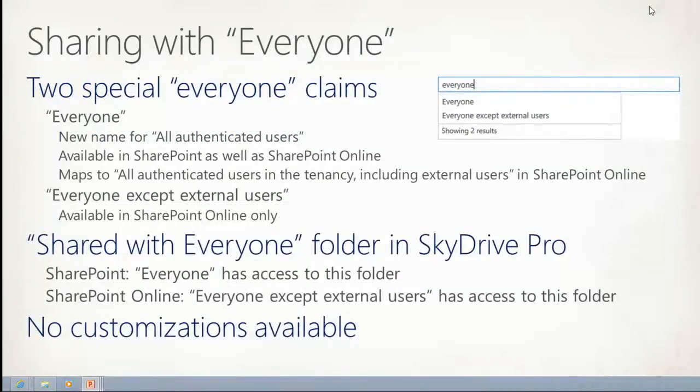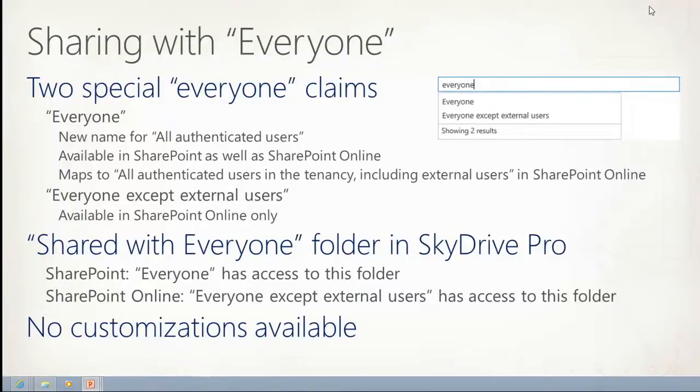The last thing I wanted to talk about is this notion of everyone. Most of you are probably familiar with this concept of all authenticated users. This has existed in SharePoint forever. So now everyone is just a new name for all authenticated users, frankly. If you're running on-prem, as you start typing EVE in your people picker, you're going to get a suggestion that says everyone. If you select that, you will be sharing that site or that document with everyone, all authenticated users in your company. If you're running in SharePoint Online, though, you get two suggestions. You see everyone, and you see everyone except external users.